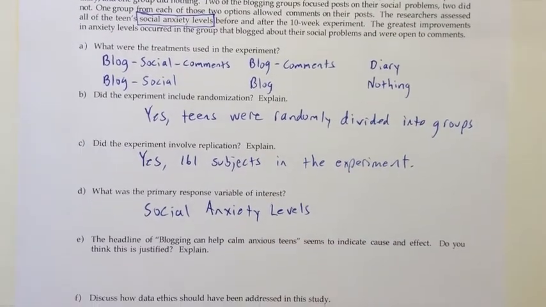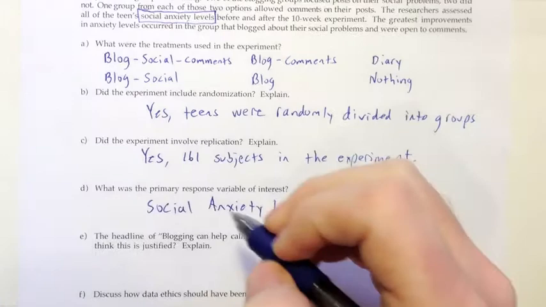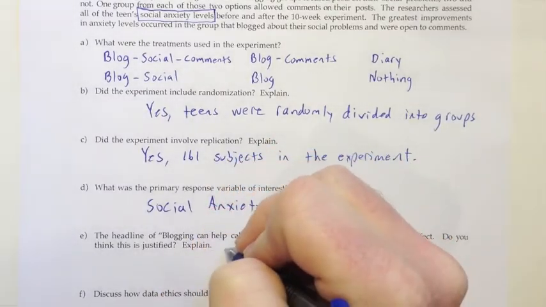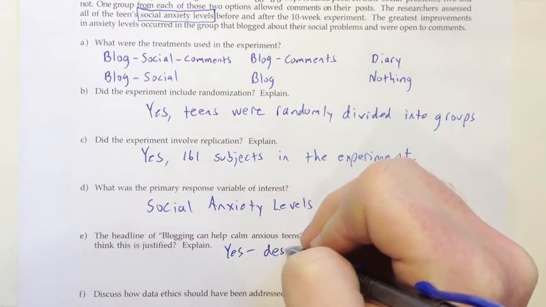And then a tricky one, the headline of blogging can help calm anxious teens seems to indicate cause and effect. Do you think this is justified? So it's at least possible to show cause and effect because we did a designed experiment. So I'm going to say yes, because it's a designed experiment.